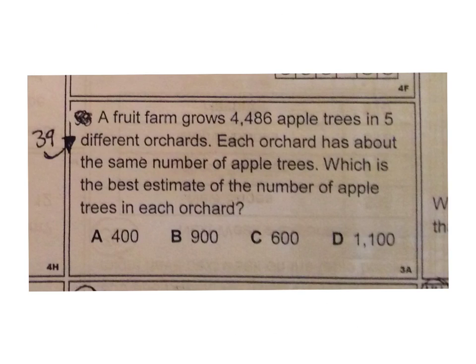Number 39. A fruit farm grows 4,486 apple trees in 5 different orchards. Each orchard has about the same number of apple trees. Which is the best estimate of the number of apple trees in each orchard?